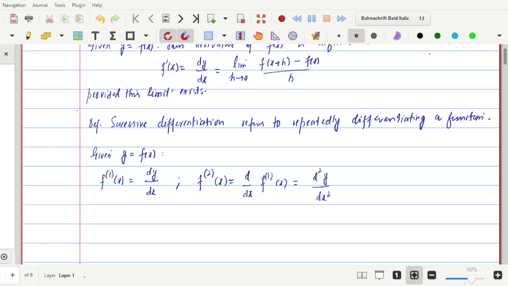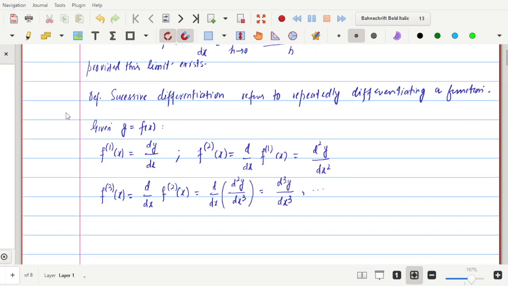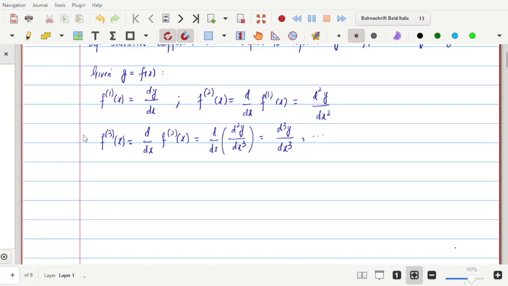Continuing like that, we can take the third derivative with respect to x for the function f of x, which we define as the derivative of the second derivative. So it is d by dx of f2 of x. Now, f2 of x is equal to d2y by dx2, so the derivative of d2y by dx2 becomes d3y by dx3, and so on. This is how we can take the derivative of the function successively, and we call this successive differentiation.